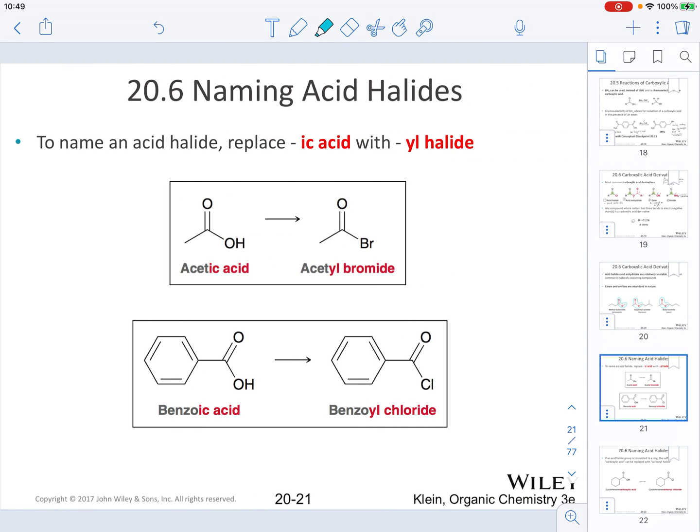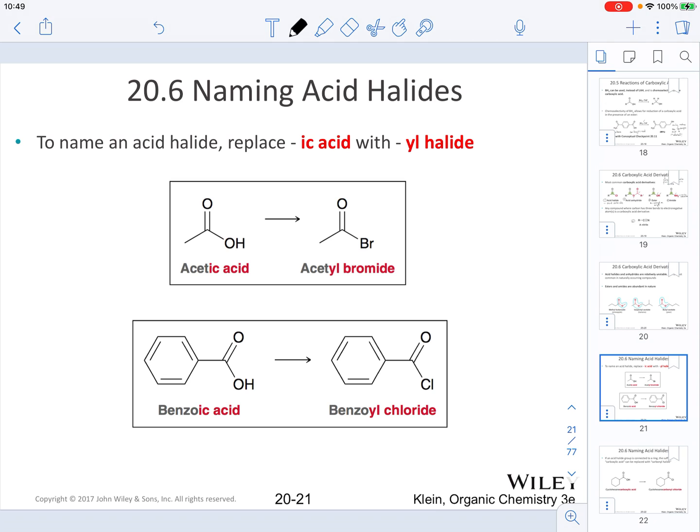Now we're going to go through the nomenclature of these carboxylic acid derivatives. To name an acid halide, we are going to be replacing the ic acid of the carboxylic acid name with yl halide. So for example, in the first molecule that we have acetic acid, this is an acid bromide, but we are going to change from acetic acid to acetyl bromide.